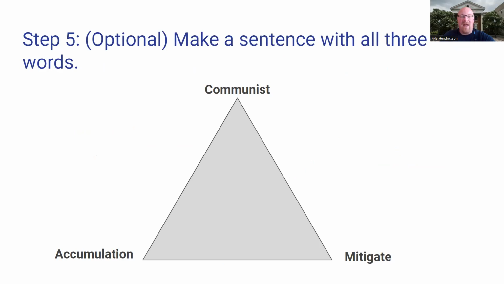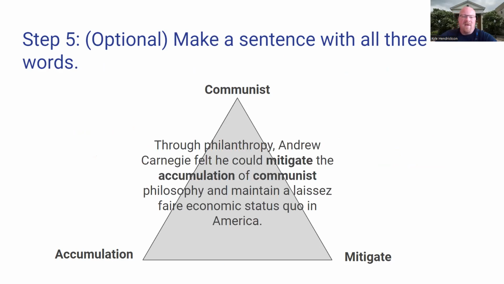And there is an optional 5th step. If you're feeling bold, you can make a sentence with all three words and put it right in the middle of the triangle. For example, I did: through philanthropy, Andrew Carnegie felt he could mitigate the accumulation of communist philosophy and maintain a laissez faire economic status quo in America.